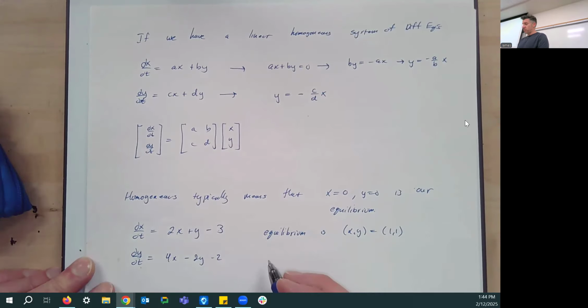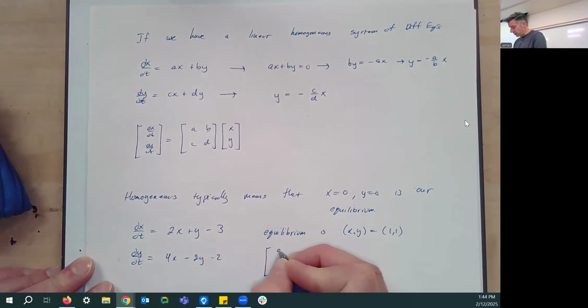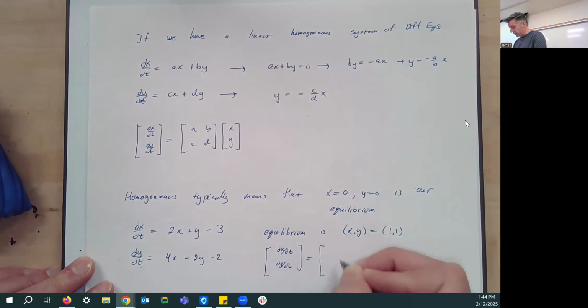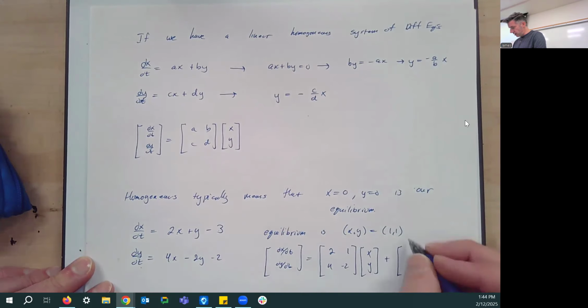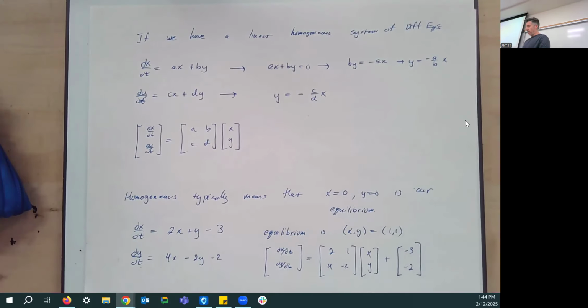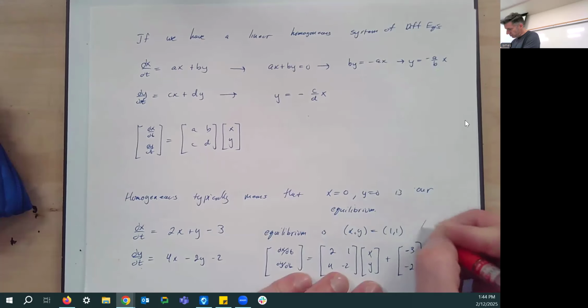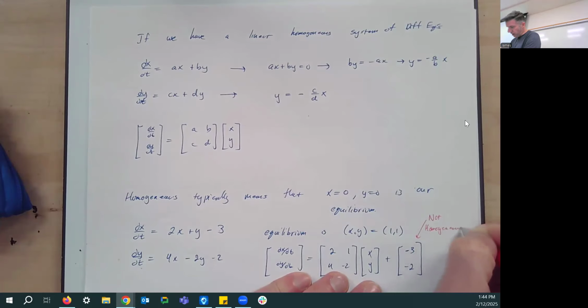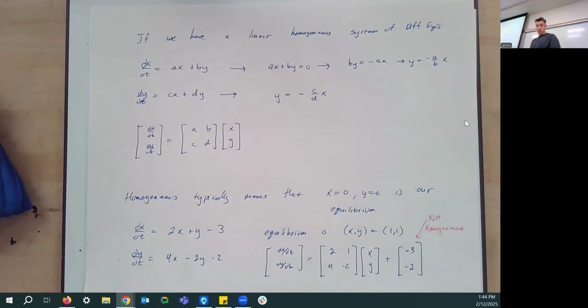If you write the system as a matrix equation, it looks like dx/dt, dy/dt equal to the coefficient matrix 2, 1, 4, negative 2 times x, y, plus the extra little piece here, the vector negative 3, negative 2. And that extra piece is what makes it not homogeneous. But again, I would say we won't focus on that too much unless we need to.